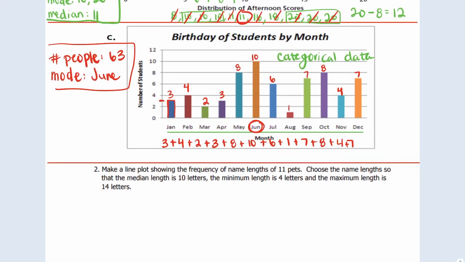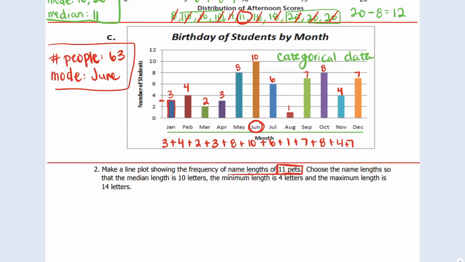So I don't expect you guys to get this one right off the bat. It's going to take a little bit more thinking. Okay. So please bear with me. So it says we're going to be making a line plot showing the frequency of name lengths of 11 pets. I'm going to highlight that or underline it. Name lengths of 11 pets. And I'm going to put a box around 11 pets.